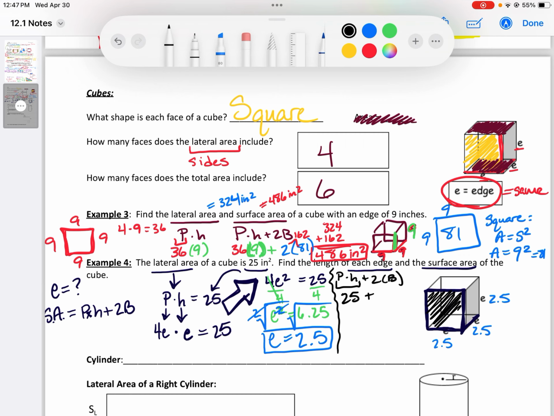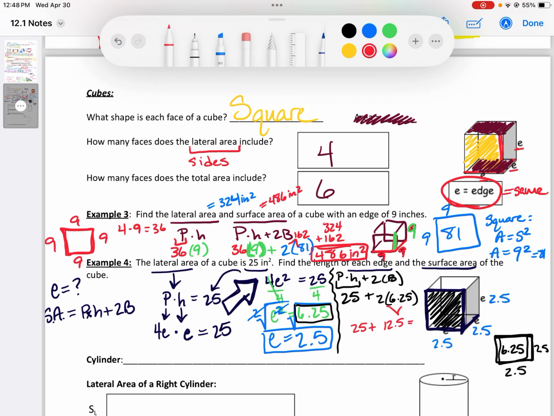So now I need to figure out what the area of one base is. So it's a square, that's 2.5 times 2.5. And that we just saw from right here, 2.5 times itself is 6.25. So my area of my base is 6.25.